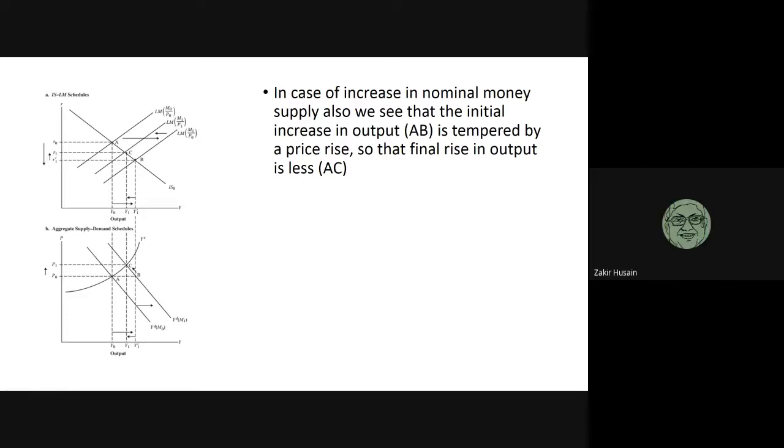In this case, we look at the impact of a change in money supply. Here also, initially, if money supply increases, the LM curve will shift sharply outwards. So equilibrium moves from A to B. The increase is again from Y0 to Y prime 1. The expansionary monetary policy leads to an increase in demand, as a result of which output should go up, right?